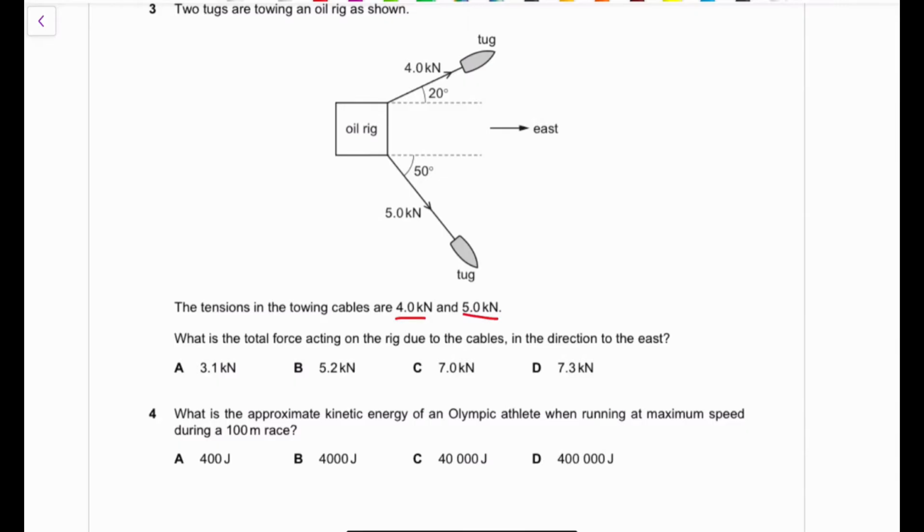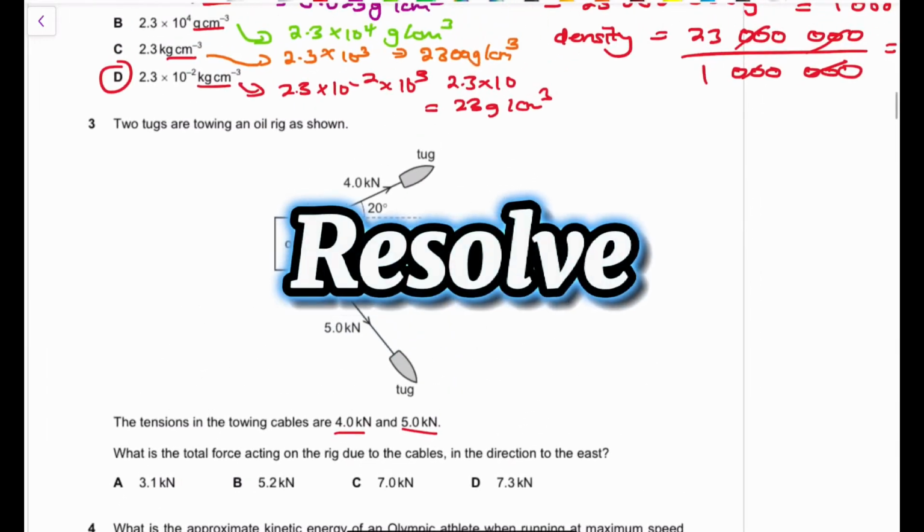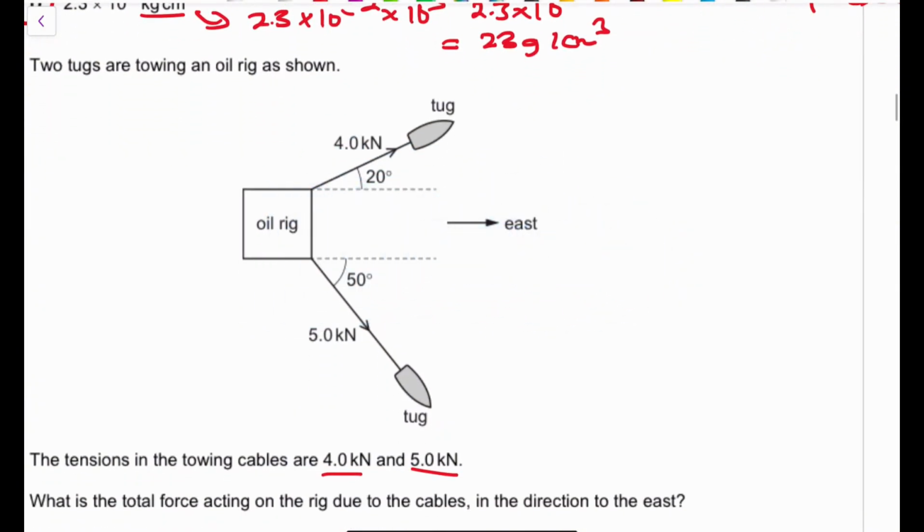And what you're going to do is you're going to resolve. So this is basically how resolving vectors work, right? You have a vector that is acting in that particular direction. If you were to resolve that vector, you're going to express it in such a way that you can find the component in that direction. For example, what we want is the component of 4 kilonewtons that is in the east, which is going to be this component. That is the component that we're mainly interested in. The same for the bottom part, we're mainly interested in this component that is also acting in the east.